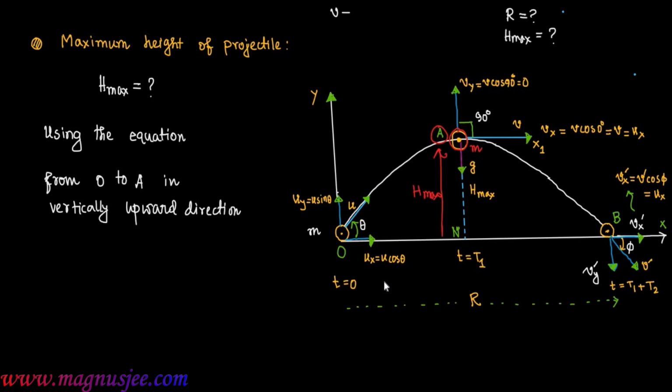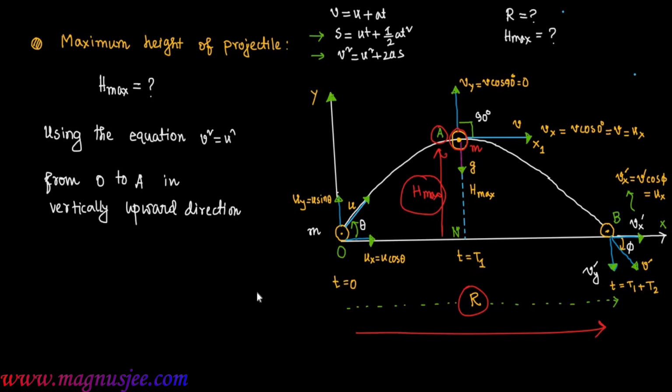So we have three equations of motion. One is v equal u plus at, another is s equal ut plus half at square. Third one is v square equal u square plus 2a dot s. Here we have to use either s equal ut plus half at square or v square equal u square plus 2a dot s. Here we have to use the equation v square equal u square plus 2a dot s.